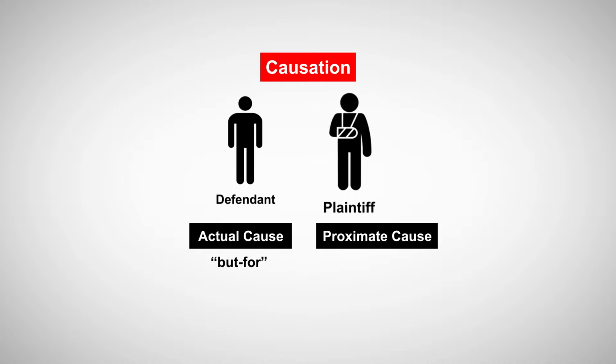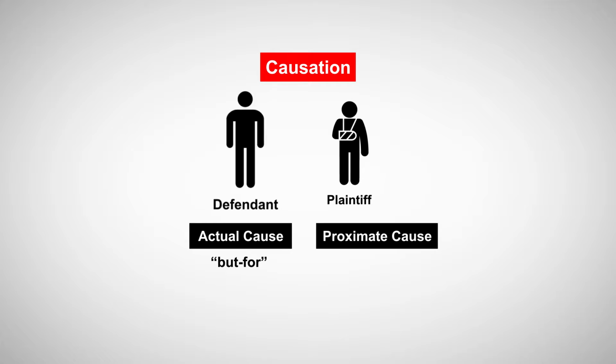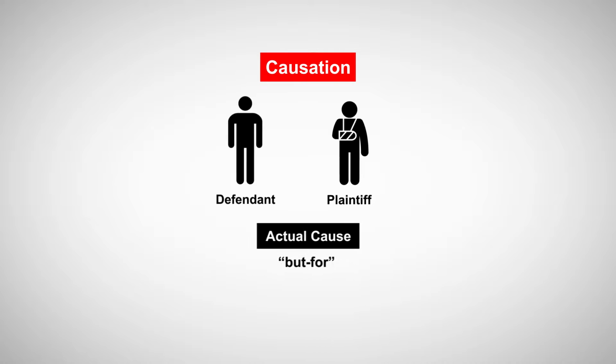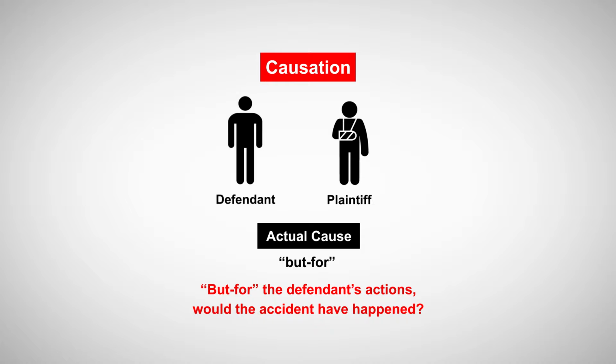To recover, the injured party must prove that the defendant was both the actual cause and the proximate cause of the injuries sustained. The actual cause can normally be determined after conducting a so-called but-for analysis. But for the defendant's actions, would the accident have happened? This is a very straightforward inquiry and rarely leads to uncertain conclusions.